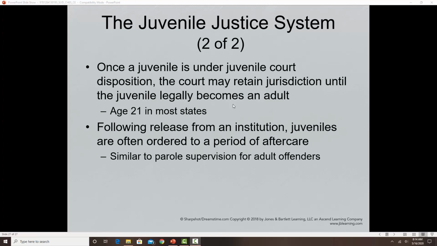Following release from an institution, juveniles are often ordered to a period of aftercare, similar to parole supervision for adult offenders. And by the way, there is probation specifically for juveniles as well. Instead of being sent to a juvenile facility, a lot of juveniles are put on probation. It has the same kind of rules that you would find for adult probation, and there are people who specifically work as probation officers for juveniles.